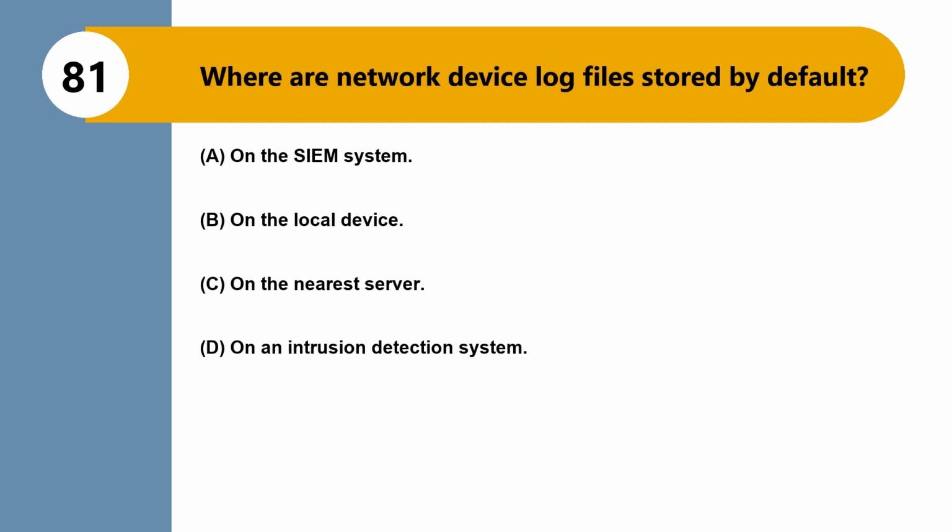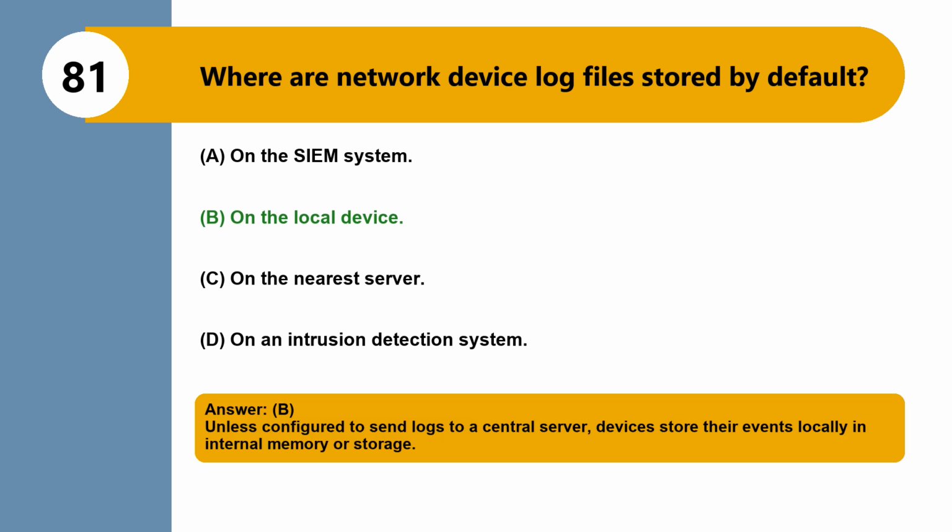Question 81. Where are network device log files stored by default? Option A, on the SIEM system. Option B, on the local device. Option C, on the nearest server. Option D, on an intrusion detection system. The correct answer is option B, on the local device. Unless configured to send logs to a central server, devices store their events locally in internal memory or storage.